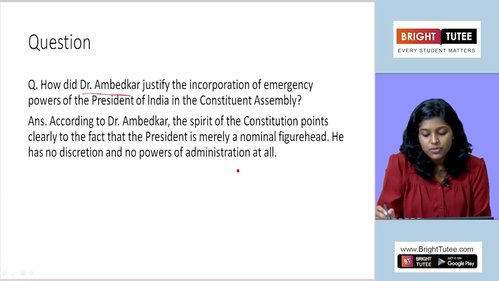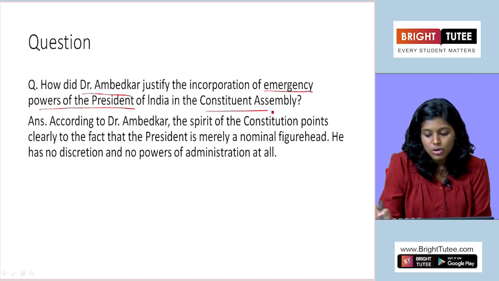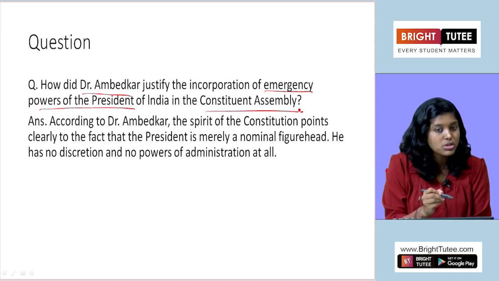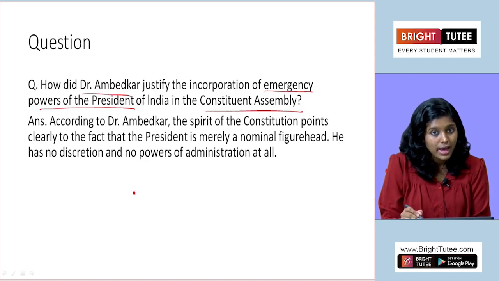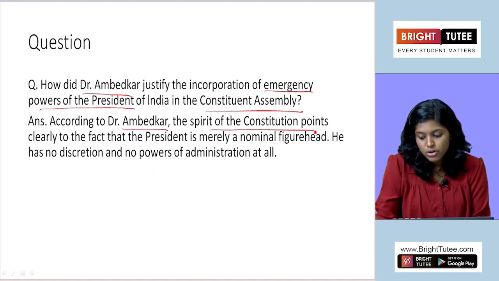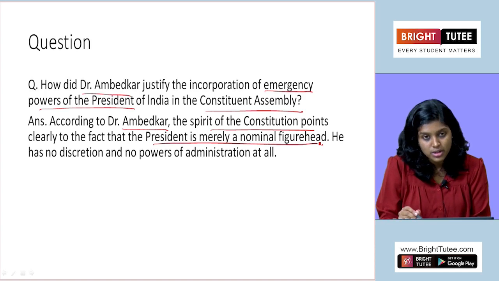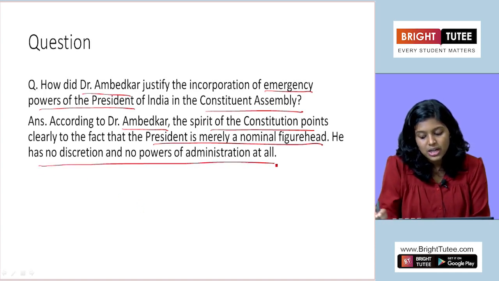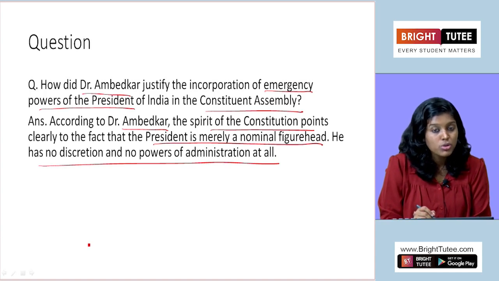So the question on this is, how did Dr. Ambedkar justify the incorporation of emergency powers of the President of India in the Constituent Assembly? So we just talked about the emergency powers of the President, and the question is, how is Ambedkar justifying this? So we saw, according to Ambedkar, the spirit of the Constitution points clearly to the fact that the President is merely a nominal figurehead and he has no discretion and powers on administration at all. So it is difficult, even if the President is ambitious, for the President to assert or to acquire power.